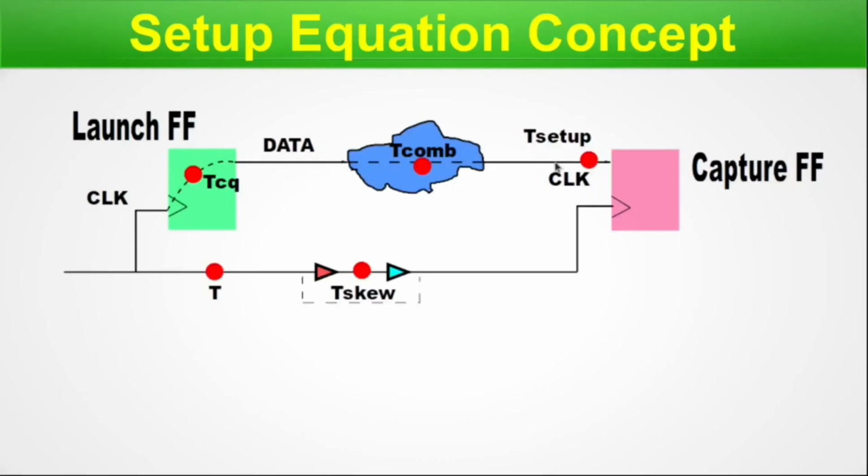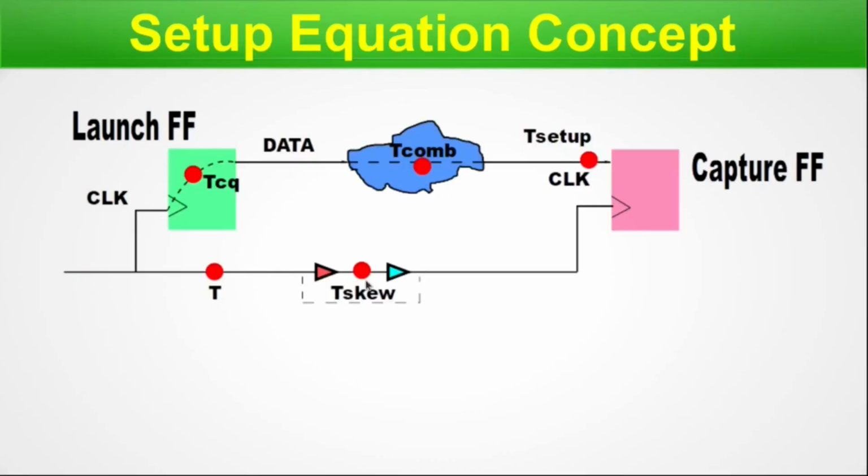Our first path is from the clock pin of the launch flip-flop to the D pin of the capture flip-flop. So this is our first path. This path is used for the data transmission. The second path starts from the clock pin of the launch flip-flop and goes up to the clock pin of the capture flip-flop, passing through 2 buffers, buffer 1 and buffer 2.